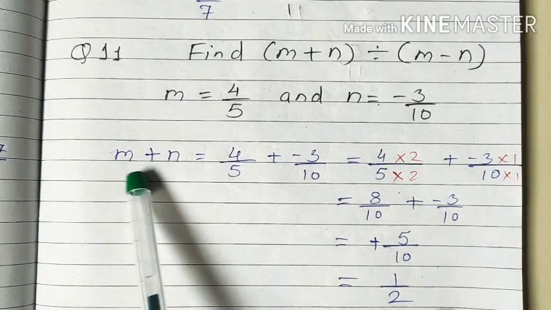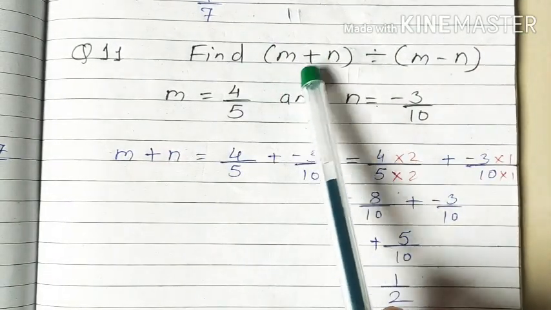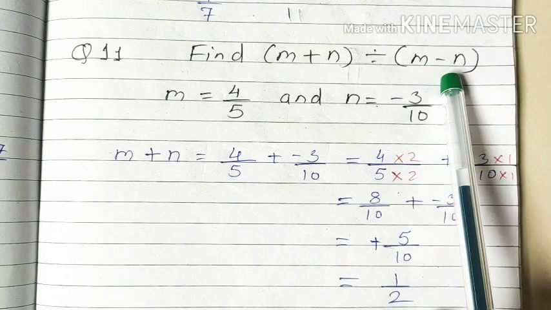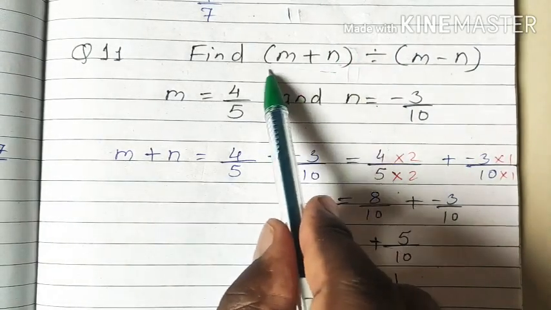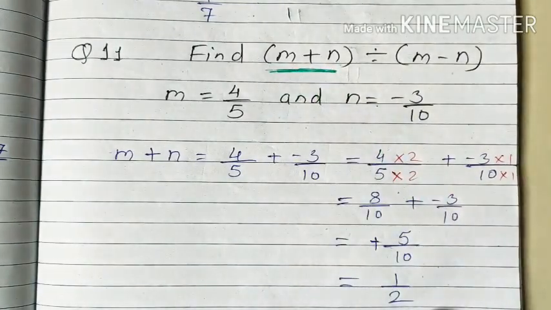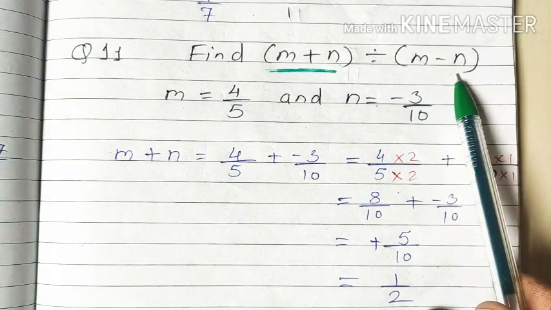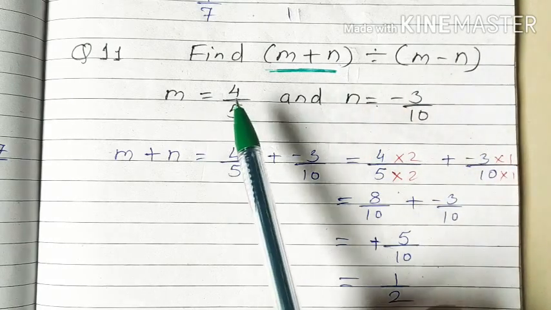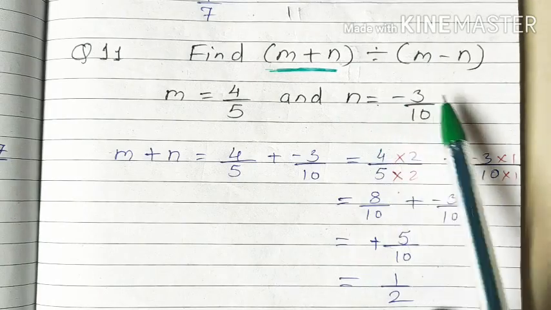So we calculated the value of m plus n. To find m plus n divided by m minus n, we got the value for m plus n. Now let us calculate m minus n, meaning 4 upon 5 minus 3 upon 10. So let us find that.